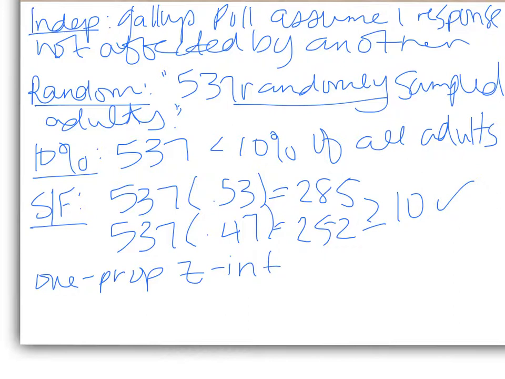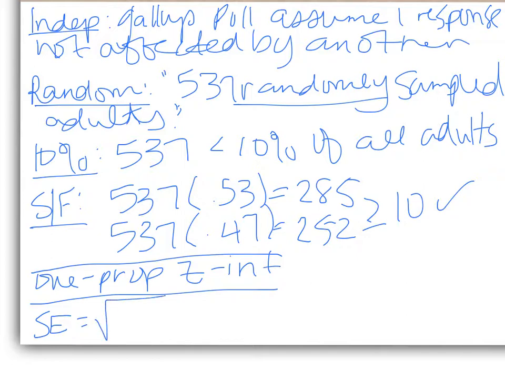So I'm going to check my conditions, name what I'm going to do, and then actually do it. First let's calculate our standard error: the square root of pq over n, 537. Whoops, that's 47. You can't read that because I have really sloppy handwriting on this app. So the standard error in this case is 0.022.